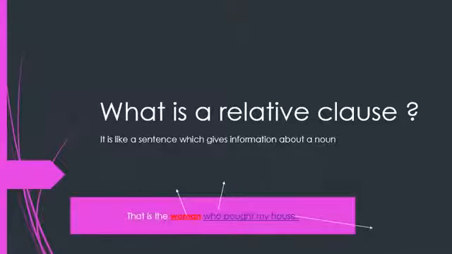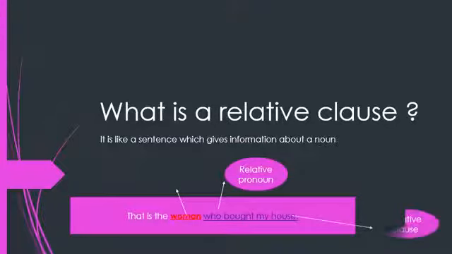Let's check the example here. That is the woman who bought my house. Look at this sentence. That is the woman. So woman is the noun, right? So what is the information I gave about the woman? Woman is the noun. I give information about her, which is who bought my house.